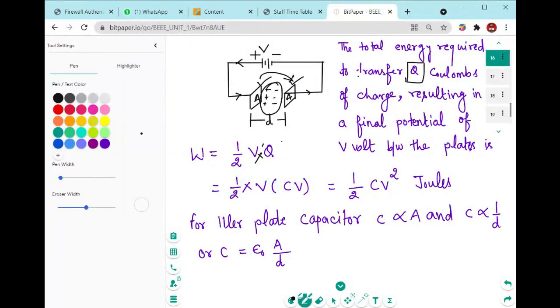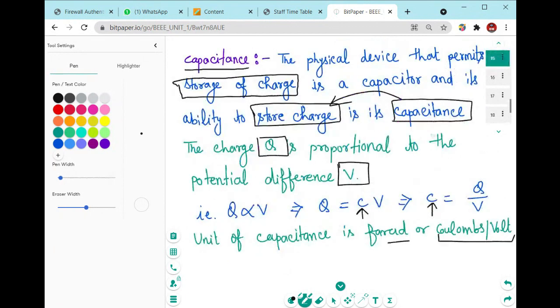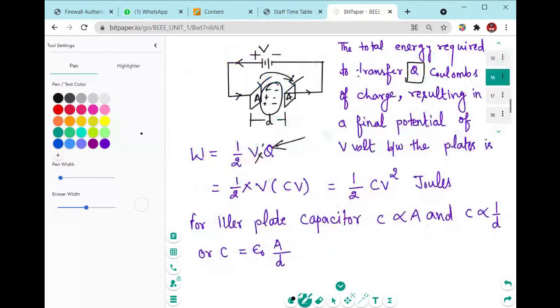We have seen how you can write the charge: Q is equal to C into V. In the previous case, you can see this Q is equal to C into V, and we put this equation in the work done formula. We multiply these terms and find the total work done is equal to 1 by 2 into CV square joules.